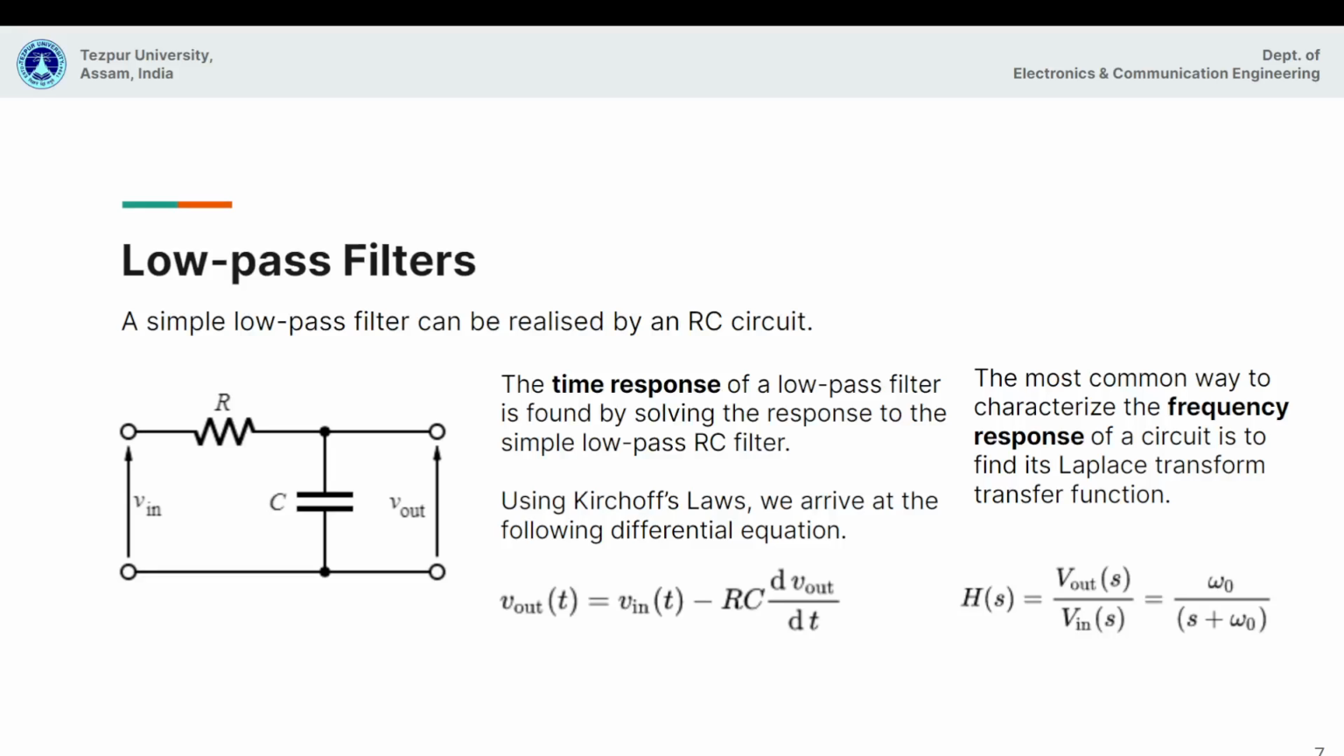Using Kirchhoff's law, we arrive at the following differential equation: V out equals V in minus RC dV out by dt. The most common way to characterize the frequency response of a circuit is to find its Laplace transfer function, which is equal to V out by V in equals omega naught by S plus omega naught.